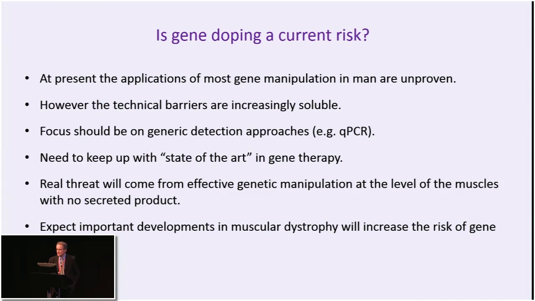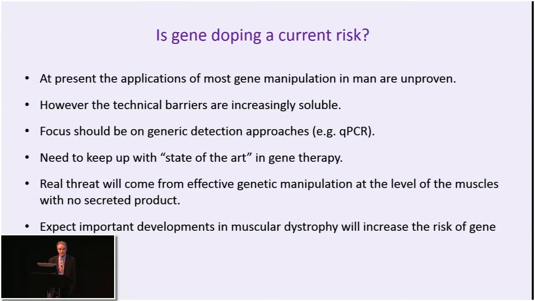So, is it a current risk? Right now, I couldn't tell you whether we're going to be able to get AAV delivered systemically at any sort of efficiency in man. We don't have that information. But as all the other barriers are being solved, I suspect that that one also will be. The focus should obviously be on generic detection approaches, and there's a number of approaches out there which I think will help us to at least combat the initial potential application of gene doping.